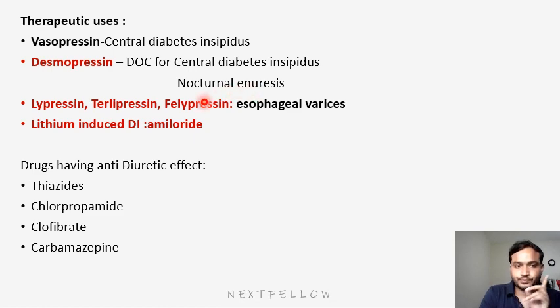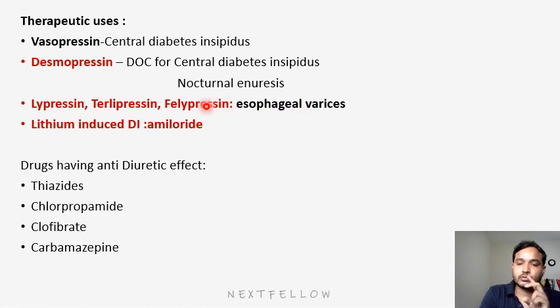And one more indication: vasopressin analogs, those are lypressin, terlipressin, felypressin. These are useful in esophageal variceal bleeding. Those act on the V1 receptor. The V1 receptor causes vasoconstriction, thereby decreasing vascular bleeding. That's why we use them in esophageal variceal bleeding.